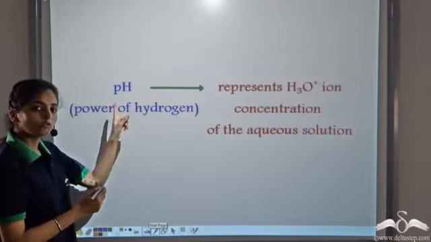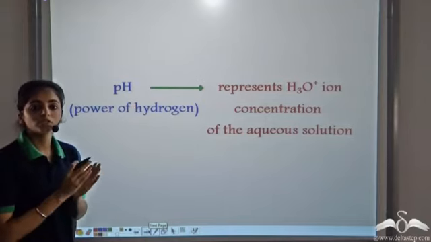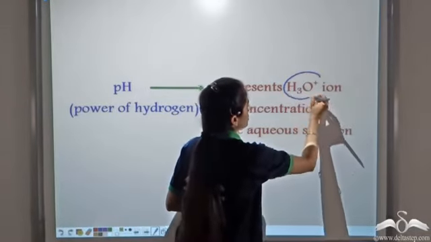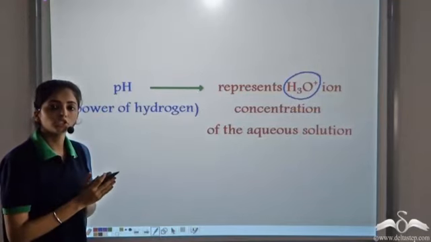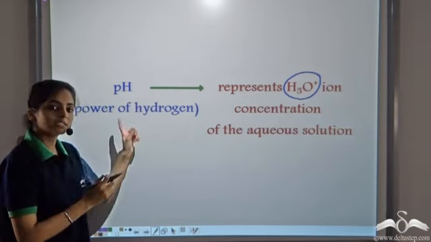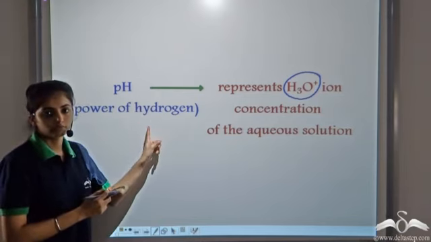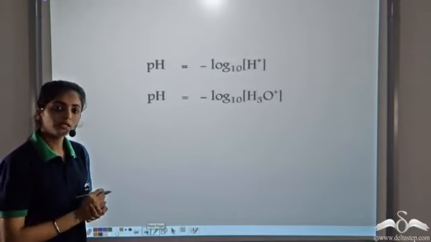pH, the full form of pH being power of hydrogen. It represents the concentration of H3O+ ions in a solution. So based on the concentration of H3O+ ions in solution, we define this term pH, which is known as power of hydrogen. Now this can be calculated by using this formula.